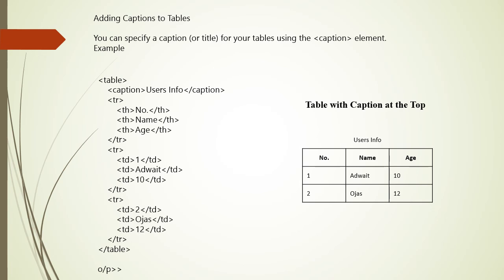So table caption users info. We are giving the caption as users info /caption. Table headings are given as number, name and age. Insert the table data. Give the data for 2 people and your output will look this way.